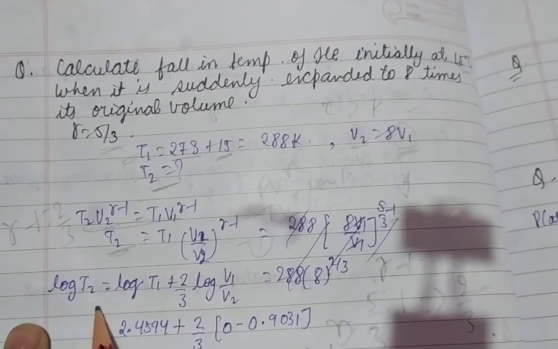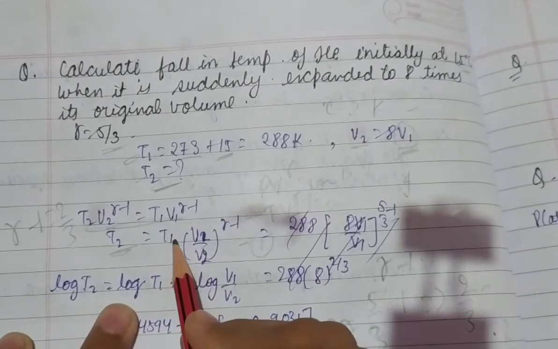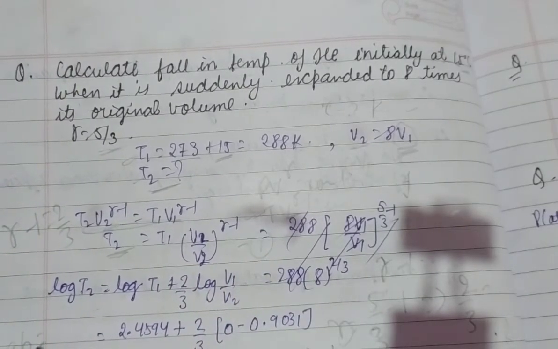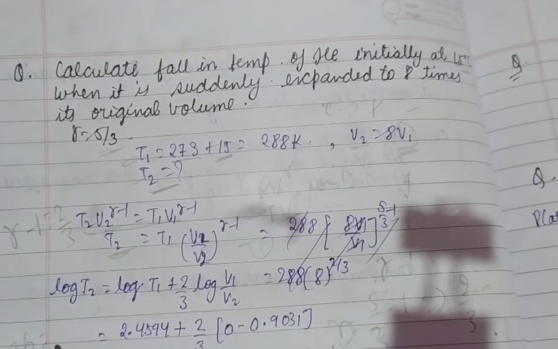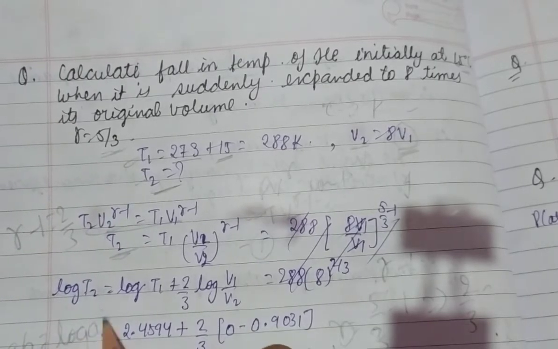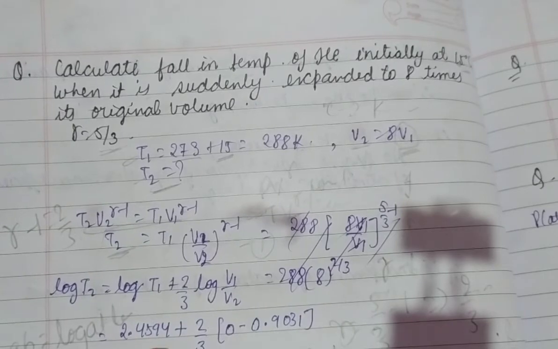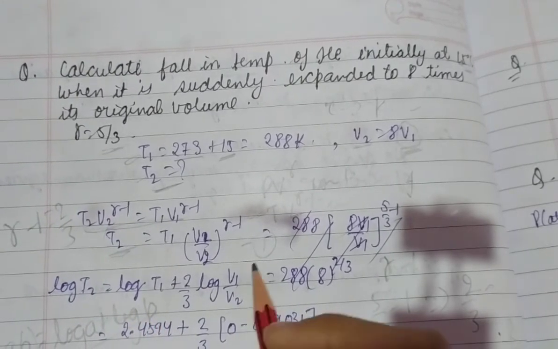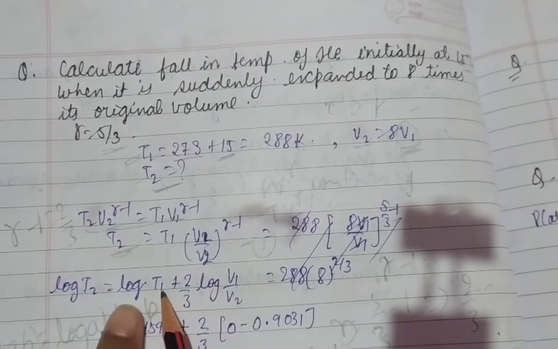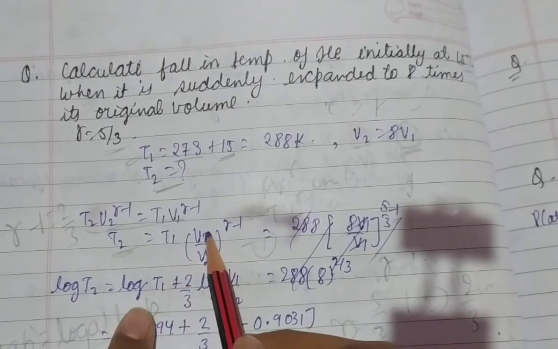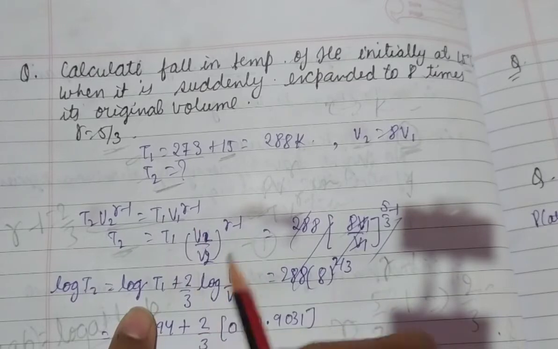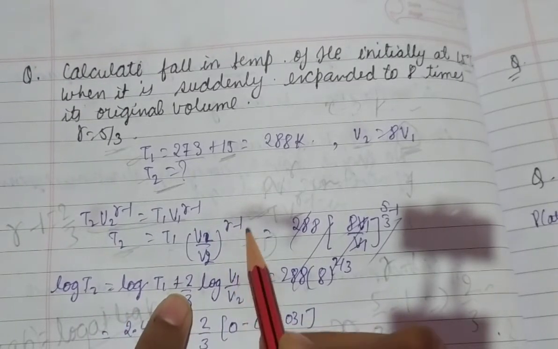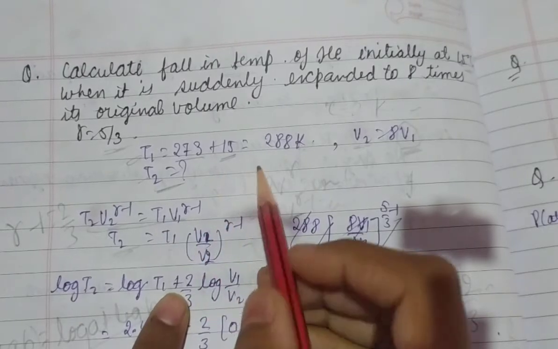So it is log T2 and it is, now when two things are in multiplication, that is a b, whenever we take log, how do we write it? We write it as log a plus log b. Log of a b is log a plus log b. This is the case. Now the same way it is done here. T1 and V1 upon V2 are in multiplication. So log T1 plus gamma minus 1, which is 2 upon 3. Whatever is in the power comes at the front.